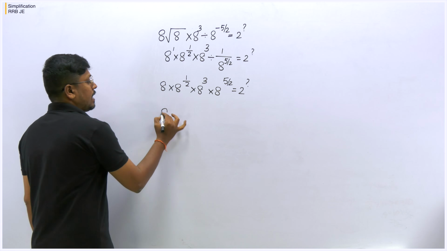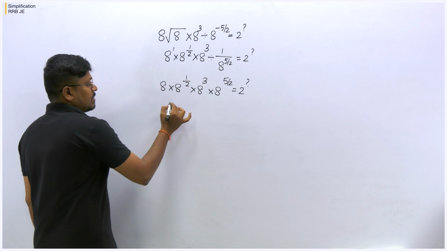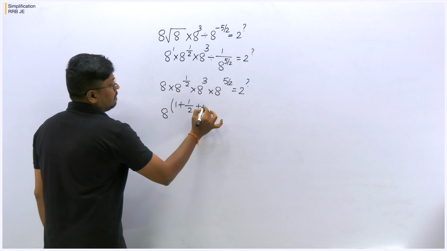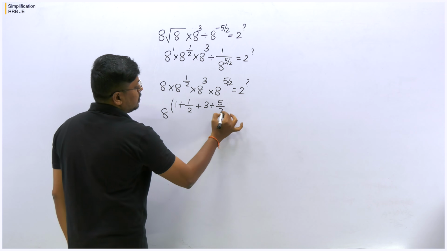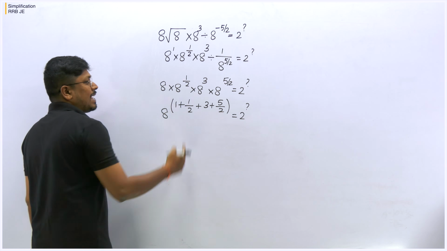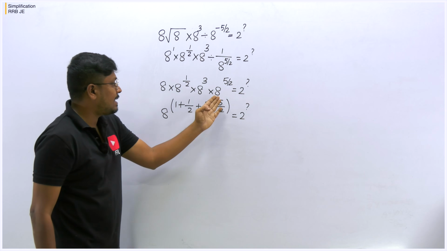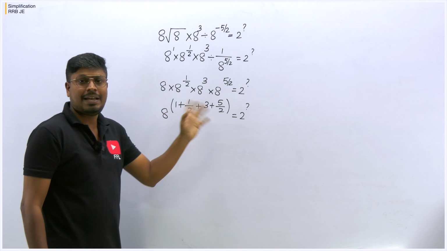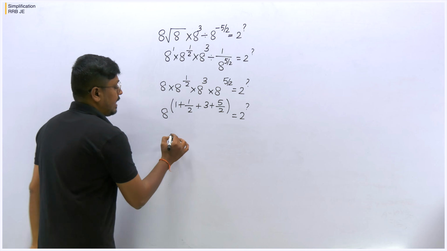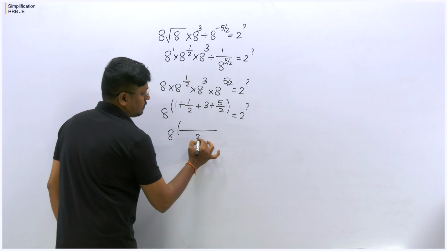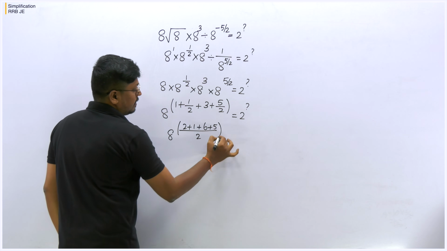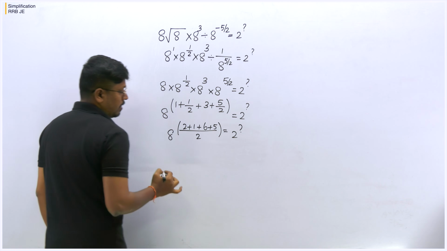Now when you take 8 outside as common, the remaining values that we have are 1 plus 1 by 2 plus 3 plus 5 by 2, is equal to 2 power question mark. Because a power m, a power n, all the base numbers are the same and the powers are different, so we can add them, right? With one base number, all the remaining powers we can add. So we can take LCM as 2 here: 2, 1, 6, 5, is equal to 2 power question mark.